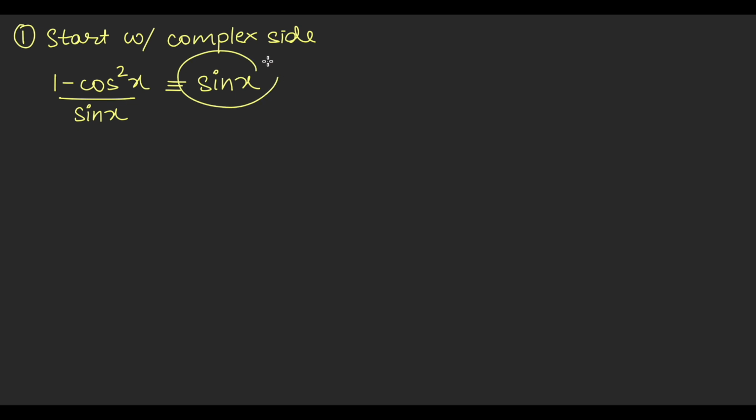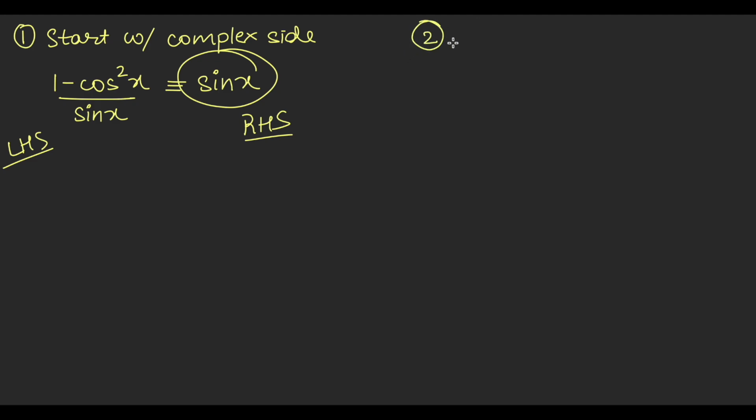Because if I start with the RHS, sin x is the RHS, and (1 minus cos² x) by sin x is my LHS. If I start with the RHS, where I try to prove that sin x is equal to (1 minus cos² x) by sin x, my job gets really hard. So first, start with the more complex side because you can do much more things with it. Now that's the first thing.